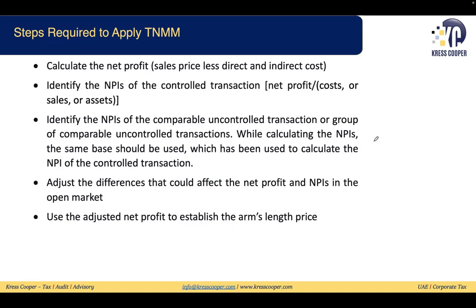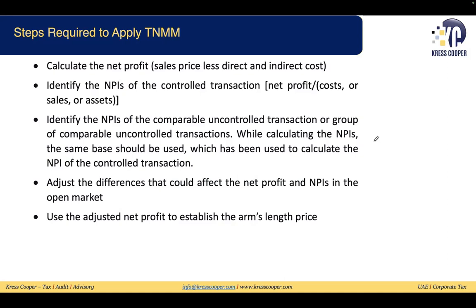It looks so simple, but the most challenging thing, which we are discussing again and again in our previous lectures, is how will you identify a comparable uncontrolled transaction. This is the most challenging thing. Rest everything is in your control. How will you identify a comparable uncontrolled transaction? Might be internal. If you have an internal comparable, then this is very fine.